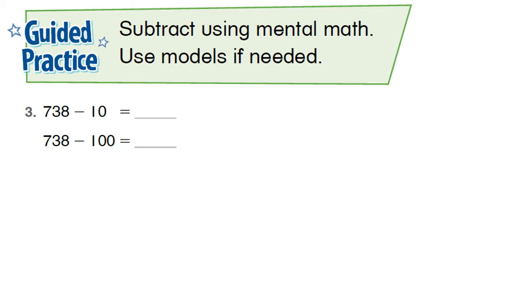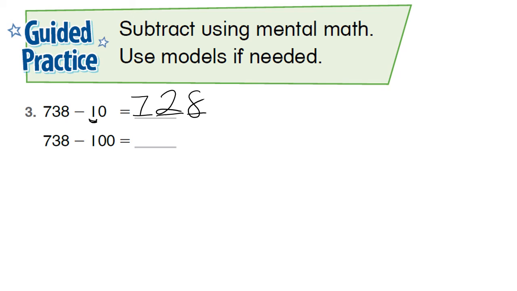Now we have problem number 3, 738 minus 10. We do the same thing that I did previously. We have 3 place values. We have hundreds, tens, and ones. I'm subtracting 10. That's 1 from the tens place value. So the hundreds place value stays the same. The ones place value stays the same. But the tens place value goes down by 1. So 3 minus 1 is 2.